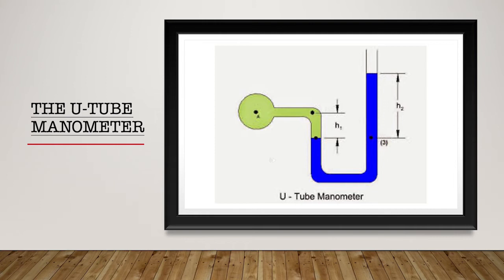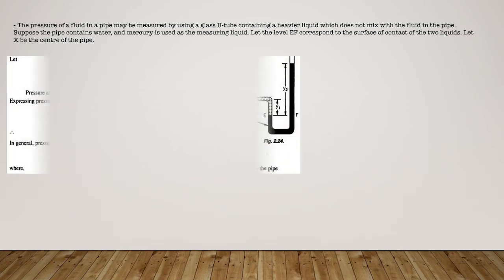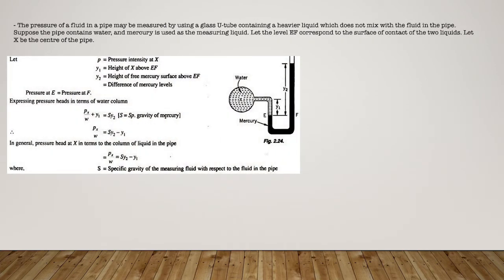The pressure of a liquid in a pipe may be measured by using a glass U-tube containing a heavier liquid which does not mix with the fluid in the pipe. Suppose the pipe contains water and mercury is used as the measuring liquid. Let the level EF correspond to the surface of contact of the two liquids, and let X be the center of the pipe. So in this figure, P is the pressure intensity at X, Y1 is the height of X above EF, and Y2 is the height of the free mercury surface above EF.